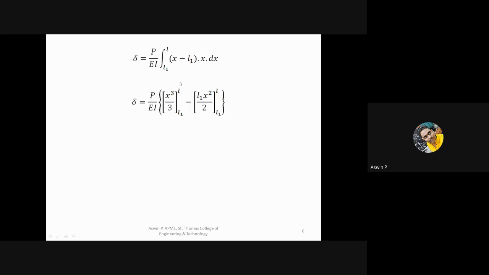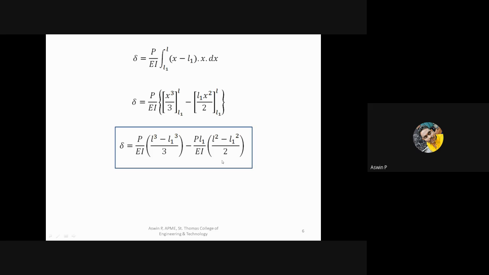And after substituting the limits, that will become P divided by EI into (L cube minus L1 cube) divided by 3 minus, you can take L1 outside, that is P taking inside, P into L1 by EI into (L square minus L1 square) divided by 2. This will be the final equation for deflection.